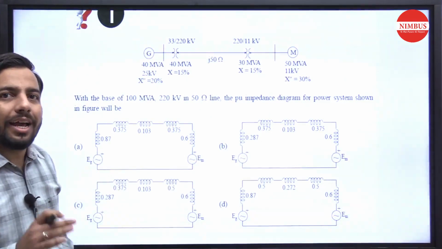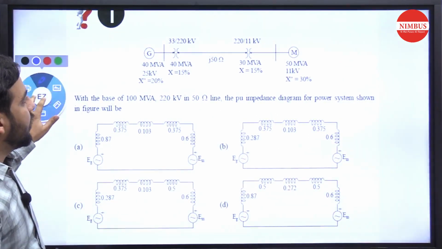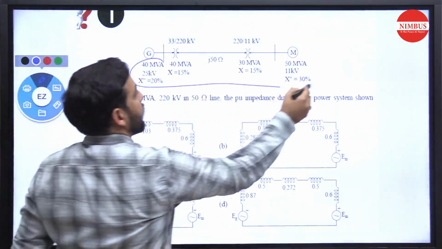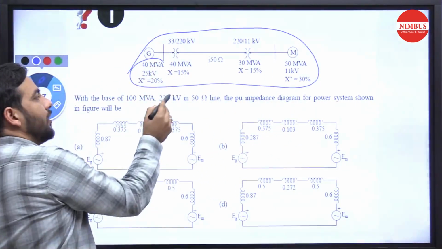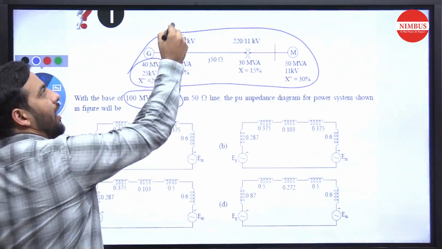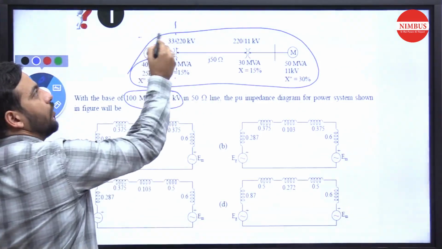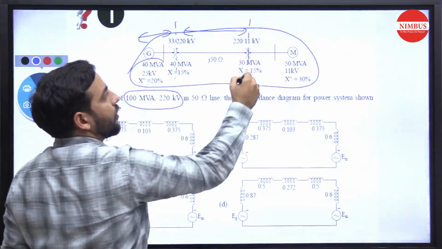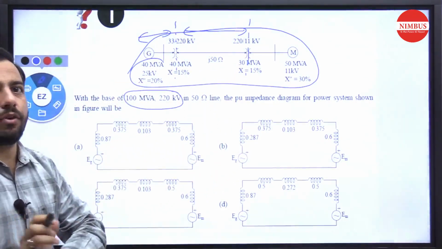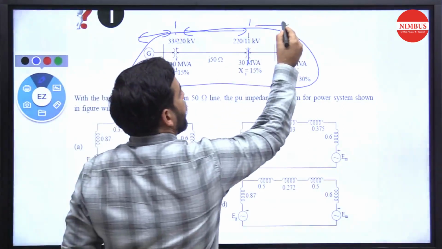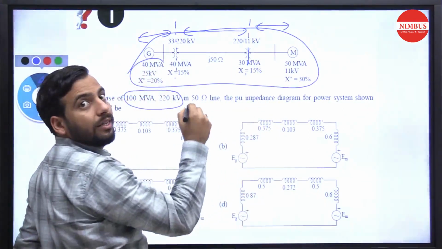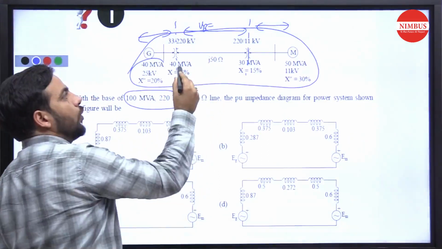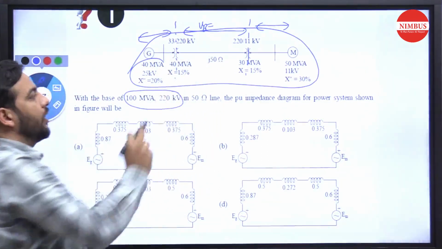In this question, these are the old data and these are the new data. As I have said, here you have to take V base different. For the transformer, the primary and secondary rated voltage will be different, so the V base will be different. How much will it be? The transformer rating is 220, as it is given.